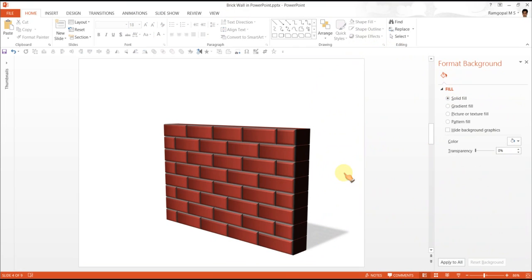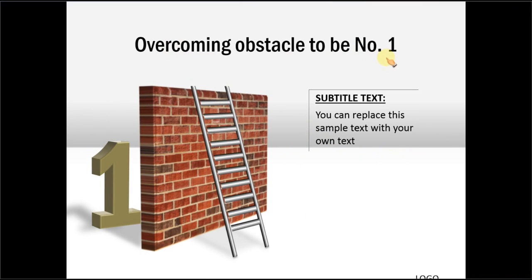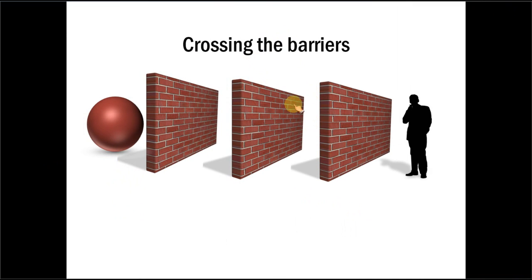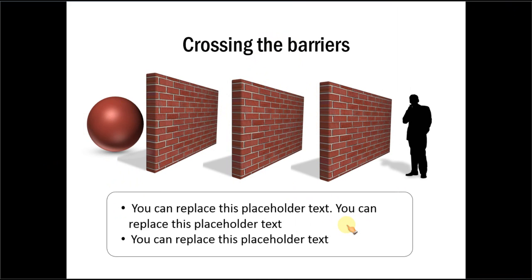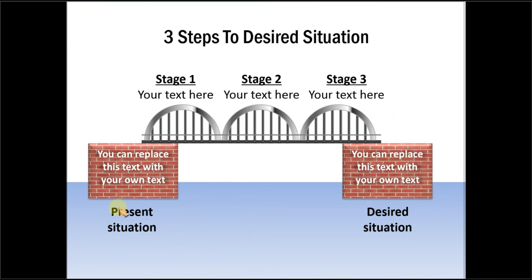based business slides. Let me show you some applications of brick wall taken from our PowerPoint CEO packs. This is the first example. Here we talk about overcoming obstacle to be number one, and here you have number one behind the wall, and we are able to reach beyond the wall by using a ladder. So you can write your text here. Let me give you another example here. Here it shows crossing the barriers to reach your goal, and you can talk about the barriers here. Let me show you another example, and this one is about a bridge where we talk about the current situation and the desired situation and the various stages of moving to the desired situation. So these are some of the various ways in which you can use brick wall texture in PowerPoint.